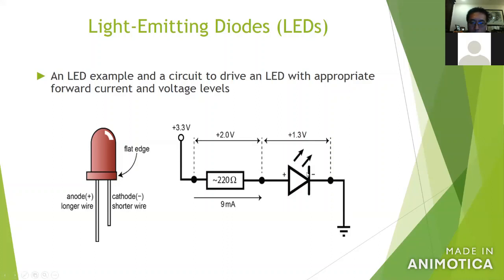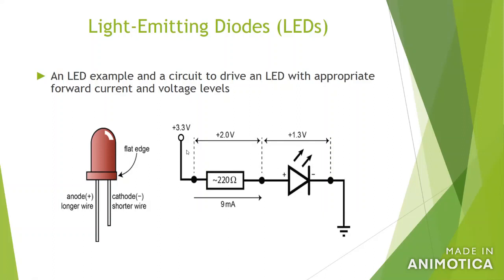For LEDs, we can connect an LED into a circuit like this. Whenever you want to make a circuit that uses an LED to work as a light, a signal light for example, you can make a circuit like this. This is the LED, and this is the resistor. You have to have a special value for the resistance to make sure that the LED can work.